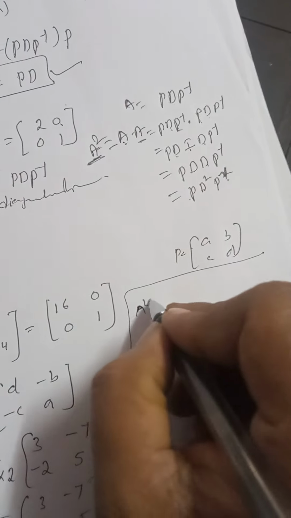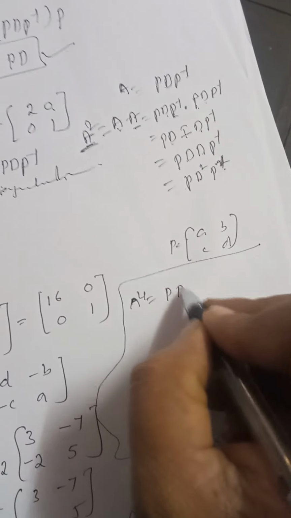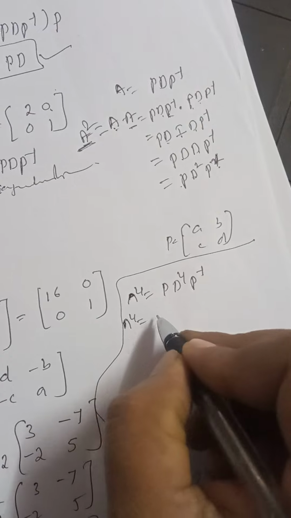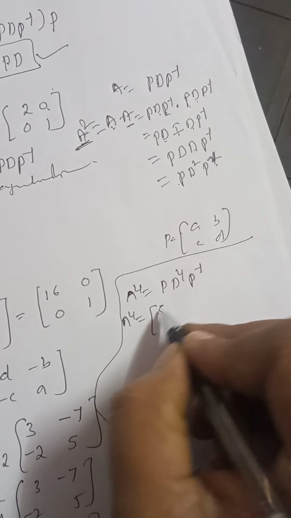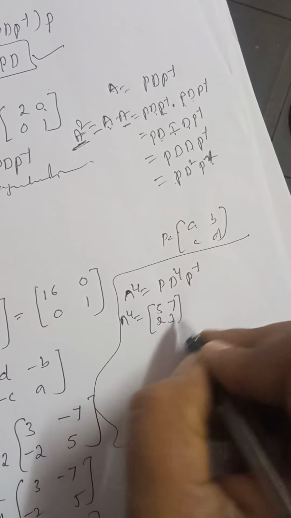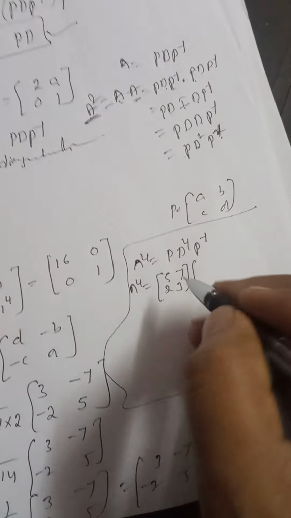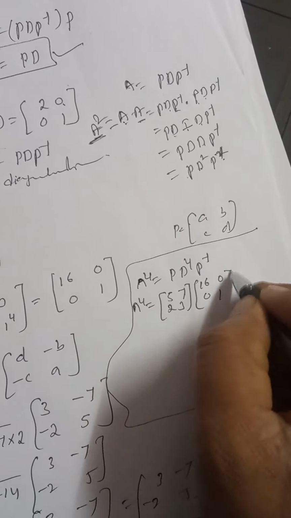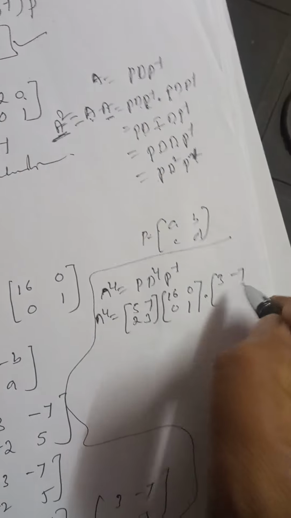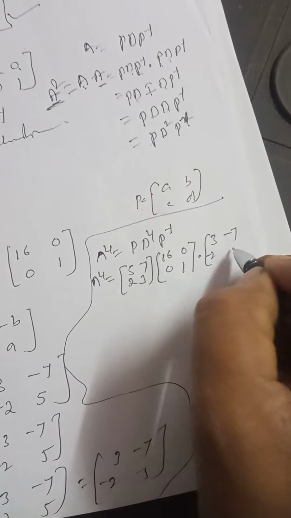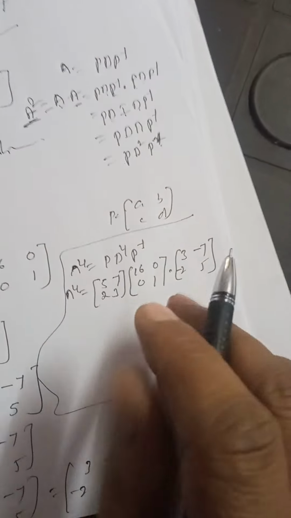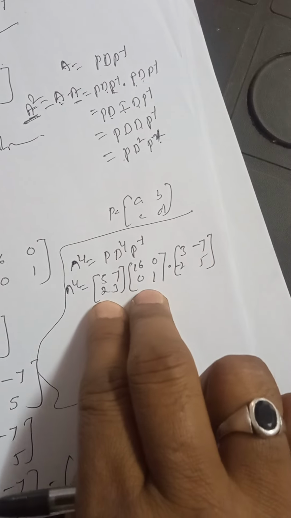Now, therefore A power 4 is what? P D power 4 P inverse. This implies A power 4 is equal to, what is P here? 5, 7, 2, 3. D power 4 we know just now. What is that? D power 4 is 16, 0, 0, 1. Into P inverse, which we also know, that is 3, minus 7, minus 2, 5. We have to multiply these three matrices one by one. First of all, I am going to multiply these two.